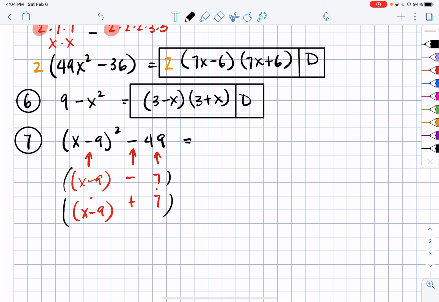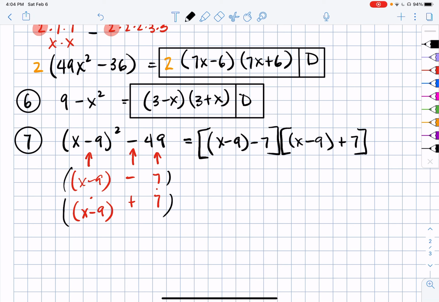So I would tell you that this is equal to x minus 9 minus 7 times x minus 9 plus 7. Oops, sorry. Minus 9, because I don't want to change that. I can't change that, but plus 7 is necessary. All right, then I got to finish. So this is going to equal x minus 16 and x minus 2. And that should be choice A.